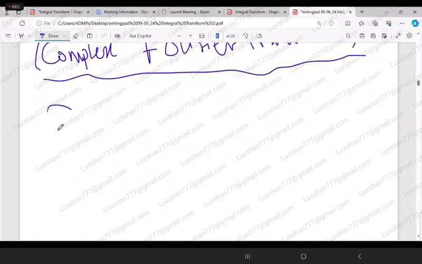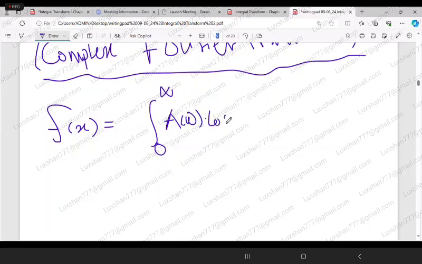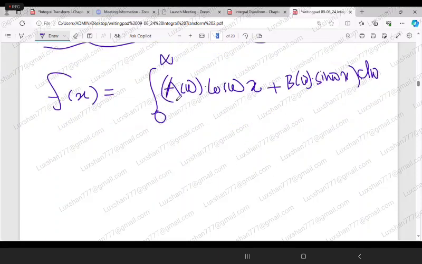Okay, now we know that if you have a function f(x), then its Fourier integral representation is of the form integral from 0 to infinity of [a(omega) cos omega x plus b(omega) sin omega x] d omega. Now what I am going to do is, this a(omega) and b(omega), we know that they are Fourier coefficients. Now I am going to plug them here. So I'm going to replace a(omega) and b(omega) by those things.